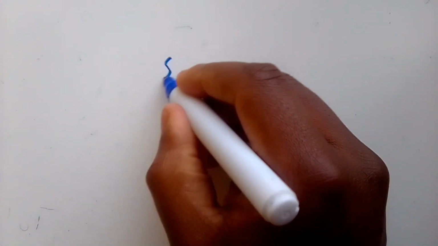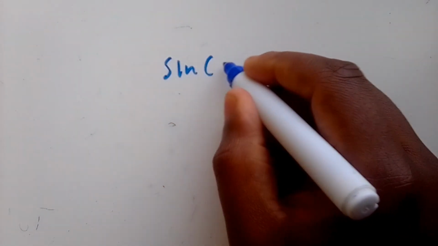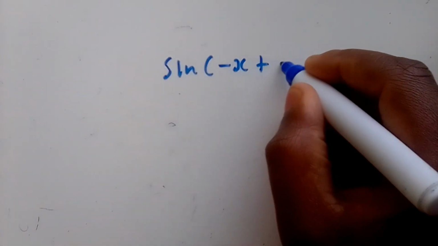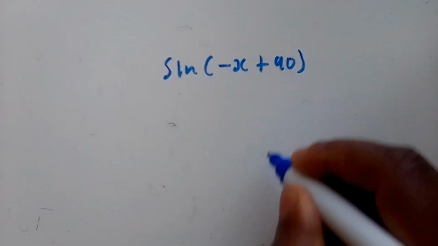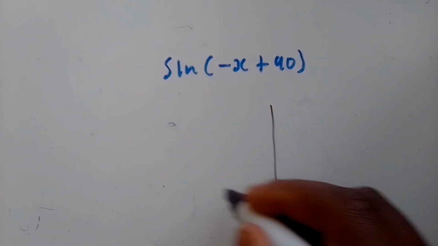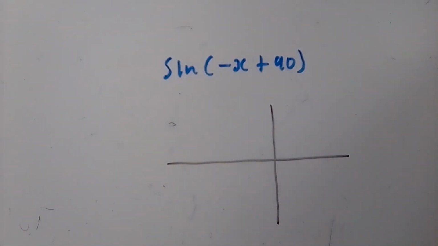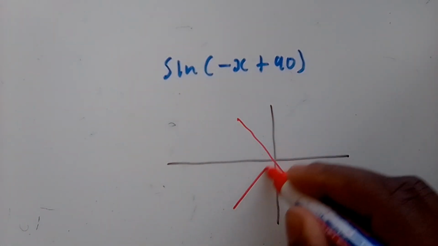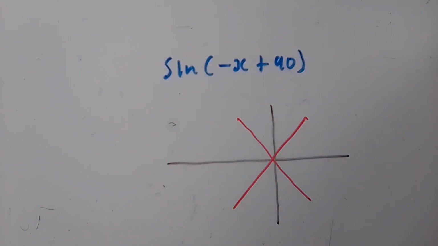So level 2 is when we deal with 90s and 270s. I'll show you why I call this level 2. Here is a question: minus x plus 90. As usual, we have to draw a Cartesian plane, and then from here we have to have a cross. So this is what we have.